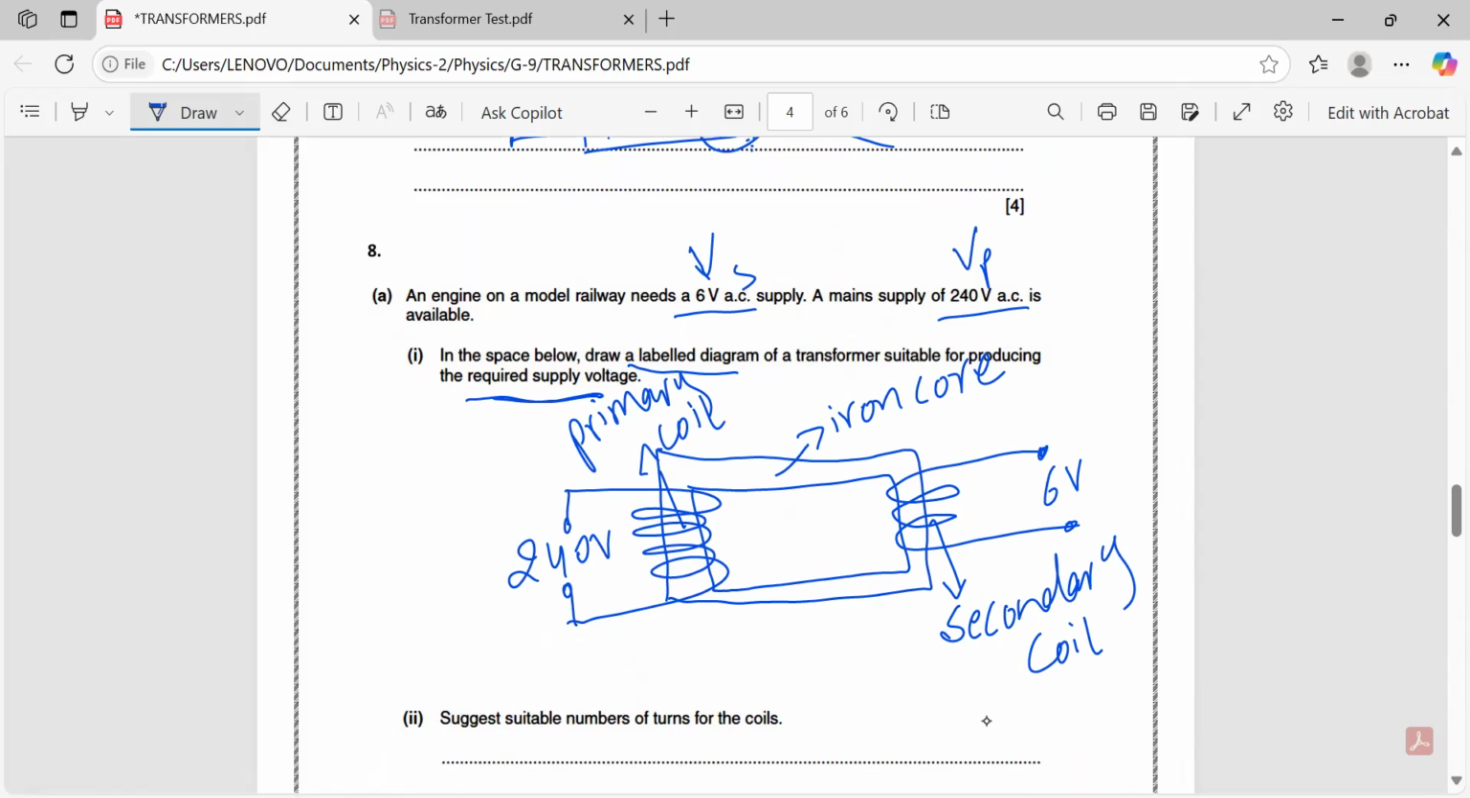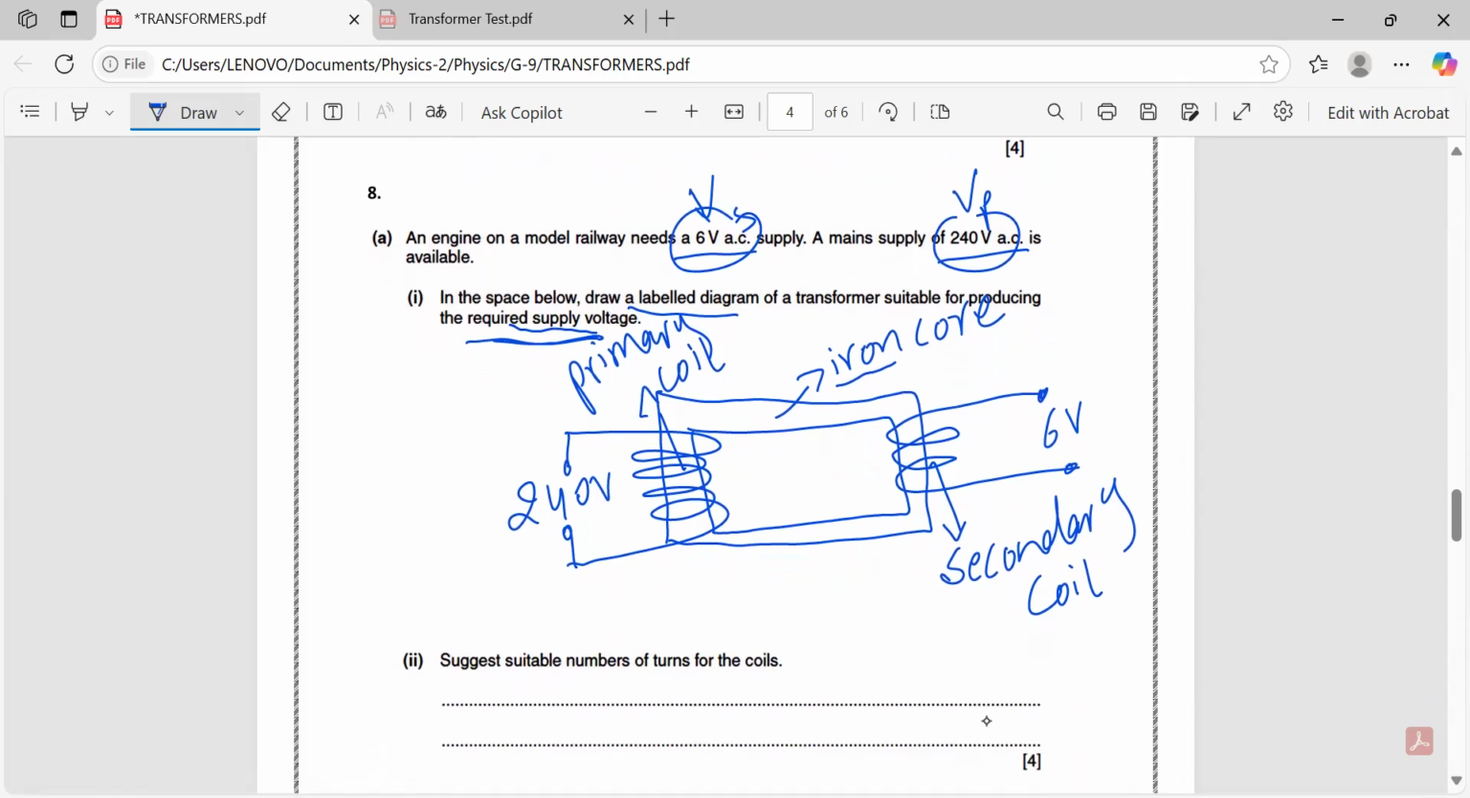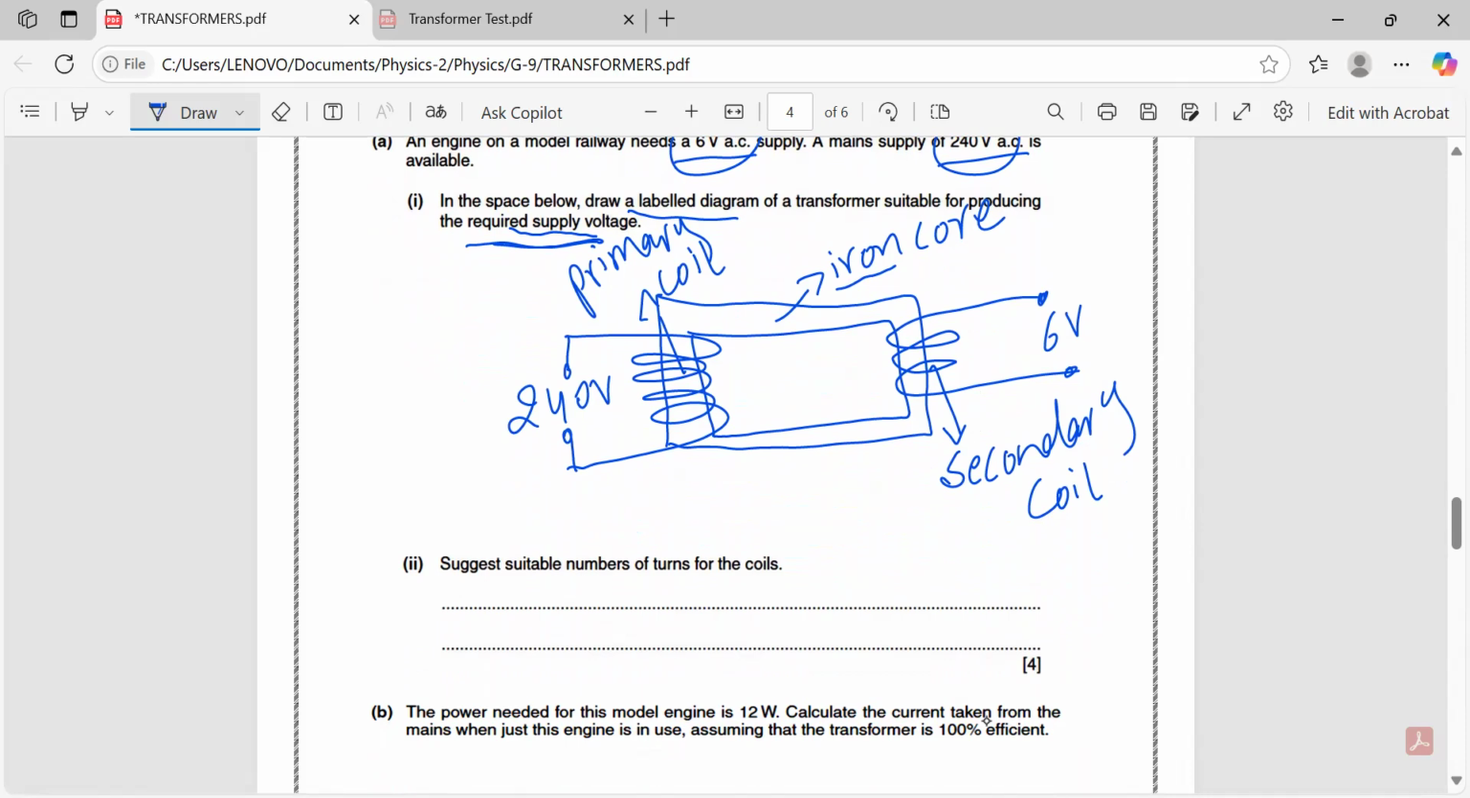Dear students, it is mentioned that the diagram should be labeled properly, so it's important to label the diagram. Sometimes in the marking scheme, the word iron is underlined. It means that for them, iron is very, very important. Don't skip this word. One more thing mentioned is that you should mention the required supply voltage, which is already given here. So mention this also on the diagram when you are drawing it.